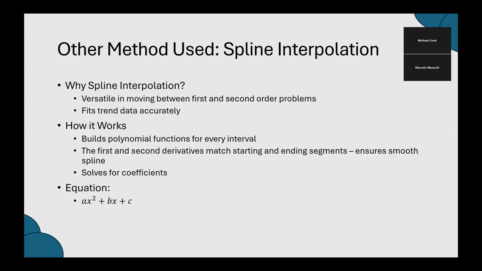So the next method we used was spline interpolation. So why did we use this method? We found that it is extremely versatile in moving between first and second order problems, and with the data found, it fit the trend accurately.